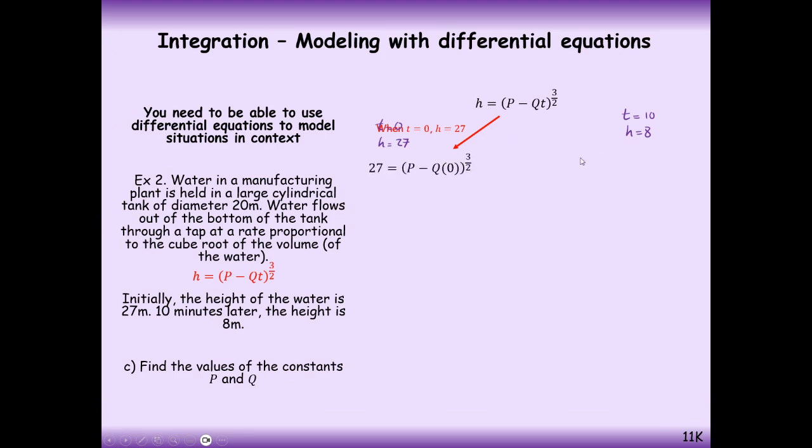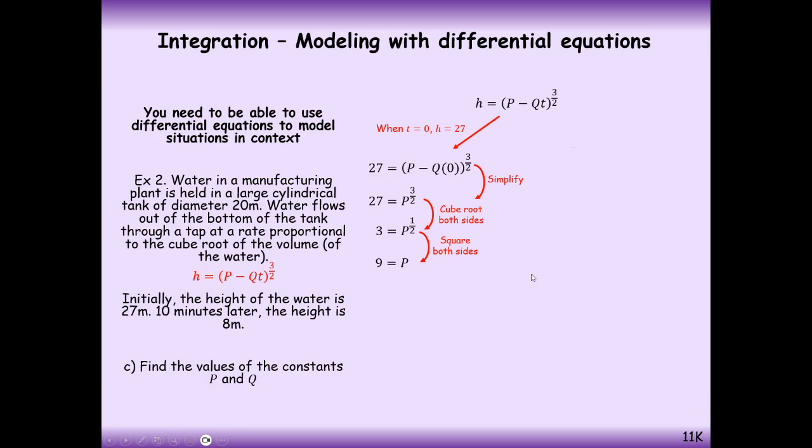When t is 0 and h is 27, we will have this format where q is going to disappear because we're multiplying q by 0, and we'll have p to the power of 3 over 2 equals 27. That means we can get rid of the power by raising both sides to the power of two-thirds. 27 to the power of two-thirds is the cube root of 27, which is 3, and 3 squared is 9.